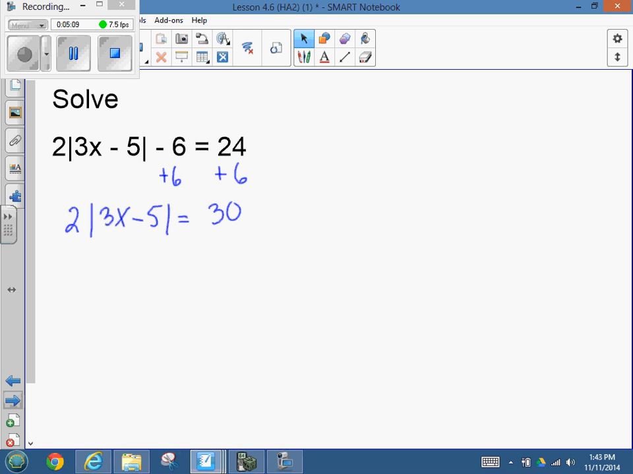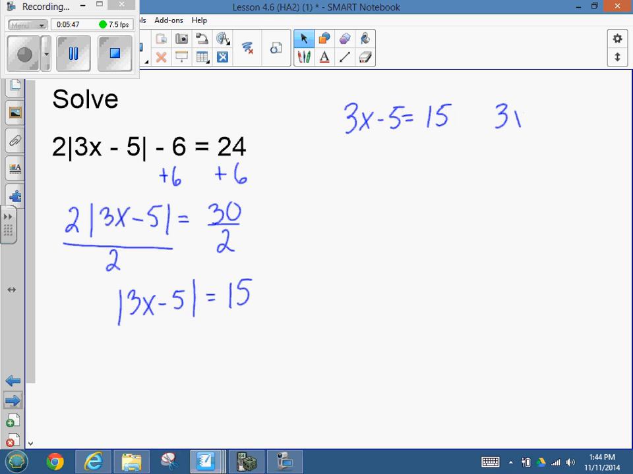You still have a 2 in front of the absolute value, so we're going to undo that times 2 by dividing by 2 on both sides. And the absolute value of 3x minus 5 is going to equal 15. Now you have the absolute value isolated, and now you can go ahead and proceed with your two cases. The biggest mistake I've seen in the past are students putting a plus and minus on the 24 without solving for the absolute value first. Our first case will be 3x minus 5 equals positive 15, and 3x minus 5 equals negative 15.